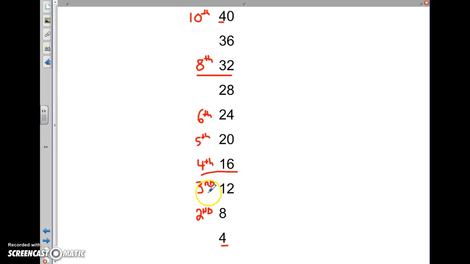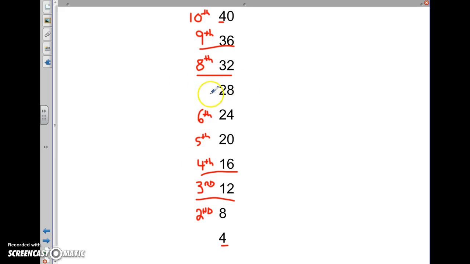And then also, if you look at the third multiple and the ninth multiple, you'll notice the relationship here: the third multiple is 12, the ninth multiple is 36. 36 is 3 times as much as 12, just like 9 is 3 times as much as 3.